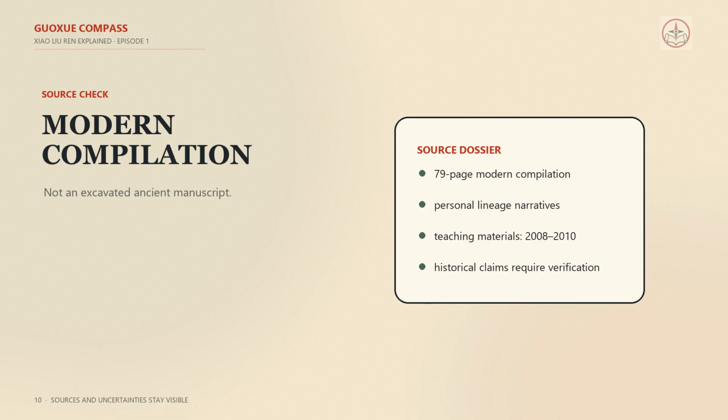The PDF behind this series is a modern compilation, not an excavated ancient manuscript. Its opening pages identify the material as Taoist Xiao Liu Ren and connect it with the work of a modern compiler. They include personal accounts of teachers, oral transmission, lost volumes, online versions, and the preparation of teaching materials around 2008 to 2010.